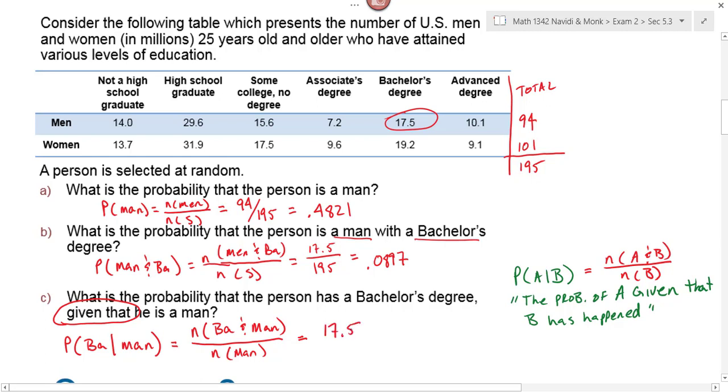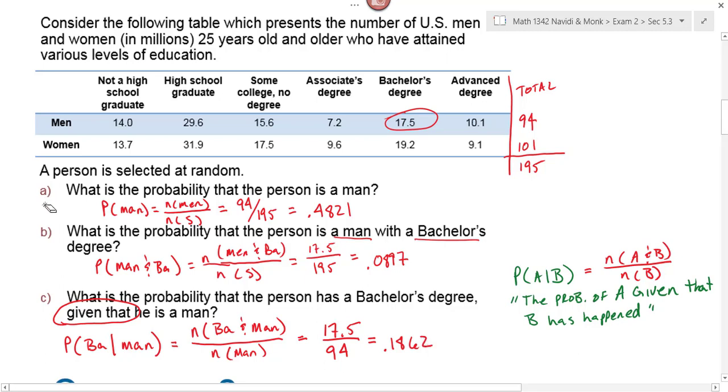Looking at the table then, how many people are men and have bachelor's degrees? That's still 17.5. Now our sample space is the total number of men. What's the total number of men? 94, and when we put that in our calculator, what do we get? So knowing the condition that we were selecting a male changed the probability of selecting somebody that had a bachelor's degree.